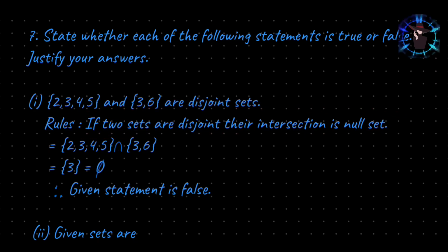So, what are the disjoint sets here? Disjoint sets are like this, right? I told you how they look: two sets which are not intersecting. 2, 3, 4, 5 and the other is 3, 6. These are not intersecting with each other. So, we got 3 common as an intersection. But the rule is if two sets are disjoint, the intersection is null. So, we are writing it as null. Is it true? No, the statement is false because we have 3, so it cannot be a null set.